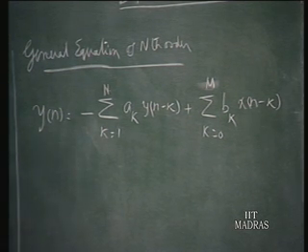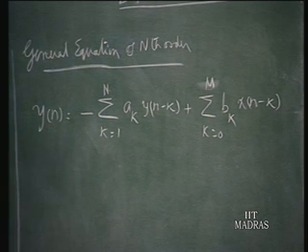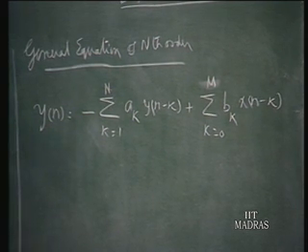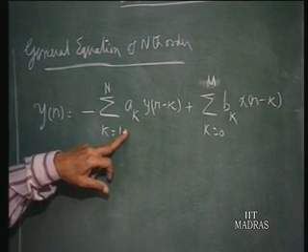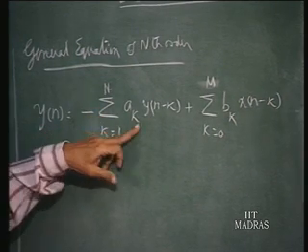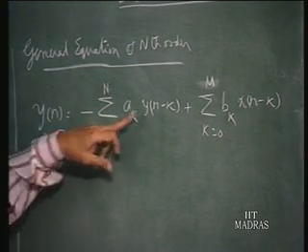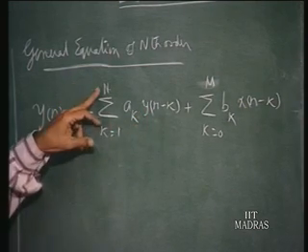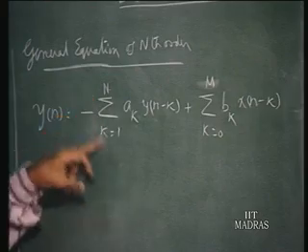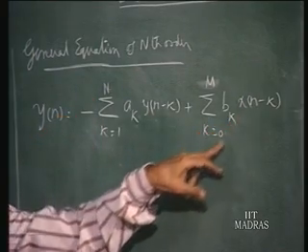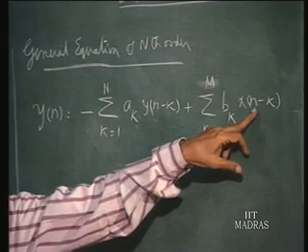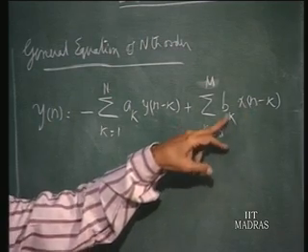Now you can see that this output sample y[n] at any point of time can be recursively calculated from knowing the previous output values, the previous N output values, y[n-1], y[n-2], and so on up to N. If you know all the previous output values up to N sampling instants earlier, and here the present input, when k is 0, it is b0 x[n], k is 1, b1 x[n-1].